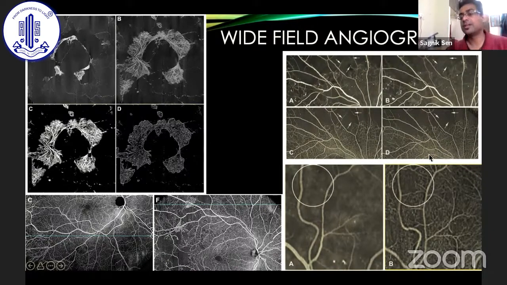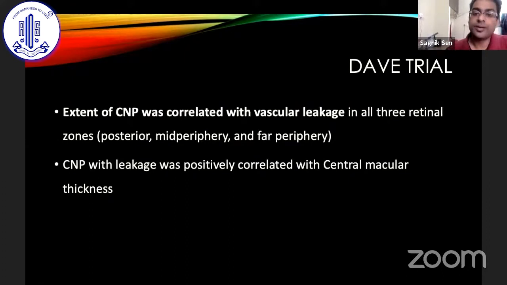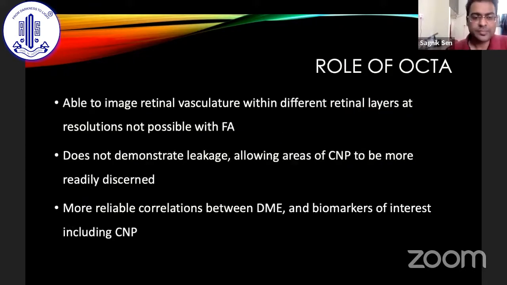Here you can see wide field angiography photographs which are showing peripheral neovascularizations quite well. And on the right side, you can see a comparison of fluorescein angiography and non-dye based wide field OCTA. In both the photographs, you can see that the OCTA picture is showing us the capillary layer a little bit better than fluorescein angiography.